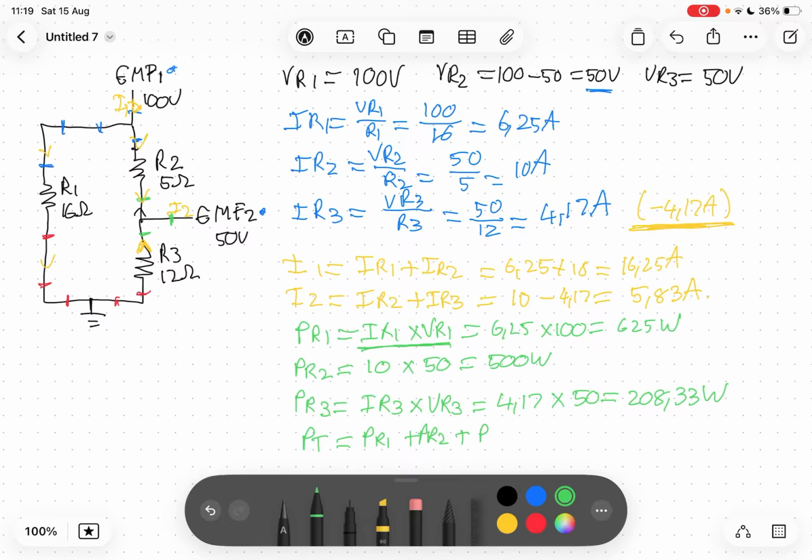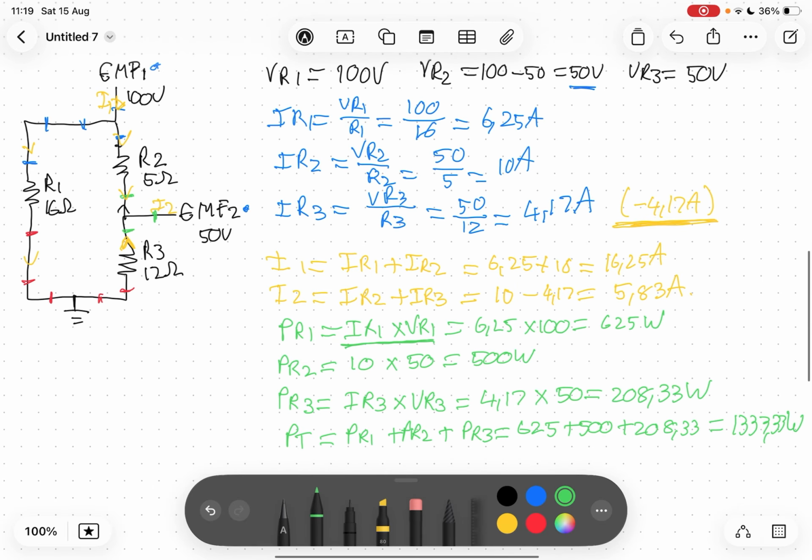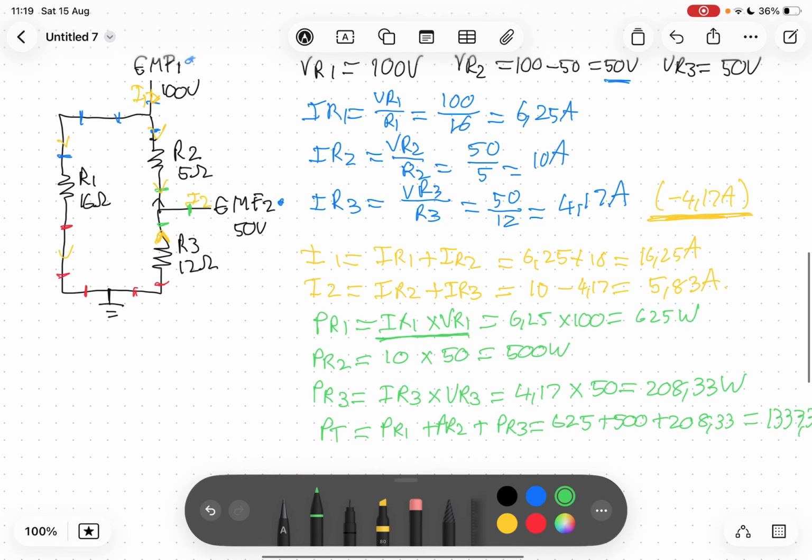Therefore the total power will be PR1 plus PR2 plus PR3, and this is 625 plus 500 plus 208.33, and this would equal 1333 watts. You can also calculate the power using the Kirchhoff's current loops. Let's just also calculate that to make sure the two powers are equal.